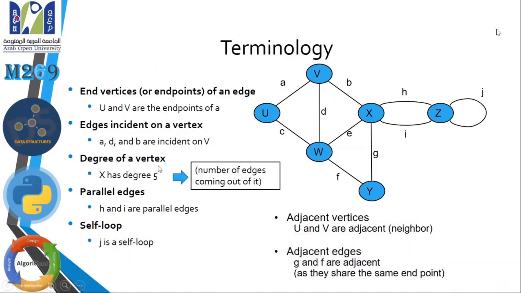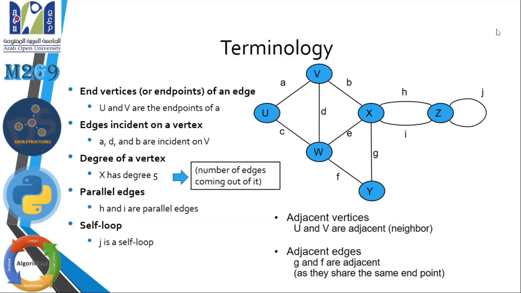Degree of vertex. X has degree 5, that is X. So degree 5 means the number of edges coming out of it. So we have 1, 2, 3, 4, 5. So that is degree 5.